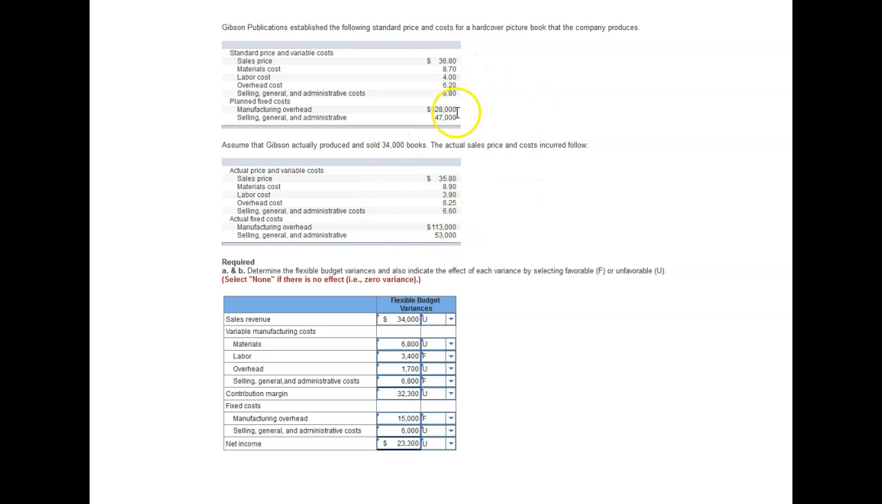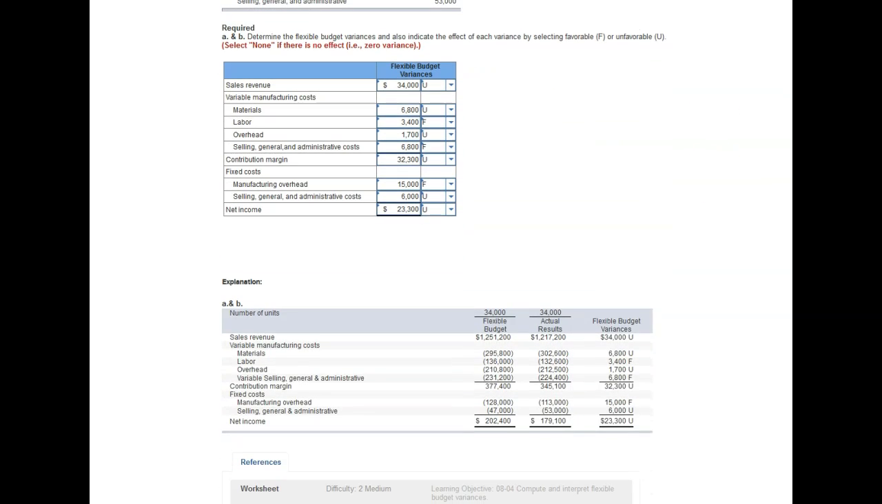So first let's take these numbers. It's going to be easier than it looks. What we'll do is take 34,000 books, units or books, whatever you want to call them, times each of these numbers, the selling price per unit and these variable costs per unit. You do that 5 times: 1 for the sales price, 4 for cost. These are variable costs. So 34,000 times $36.80 gives us revenue of $1,251,200.